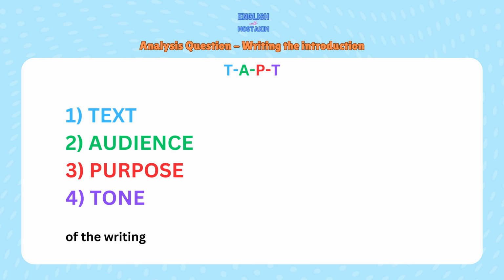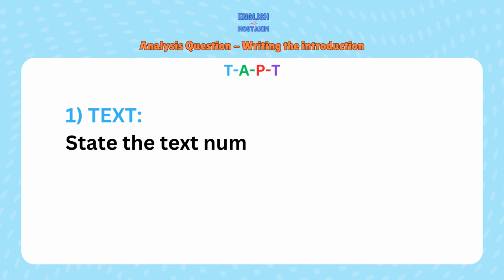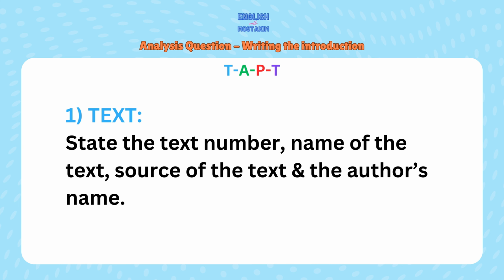So what do the text, audience, purpose and tone mean? In the text part, we will be stating the text number, name of the text, source of the text, and the author's name. This is very basic. There is nothing much more to do. All of this is already written in the text.